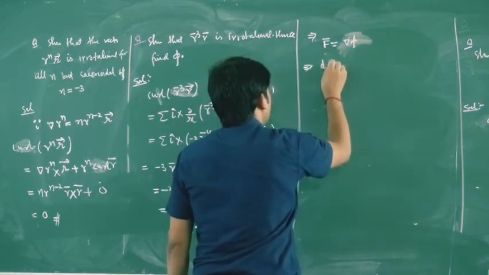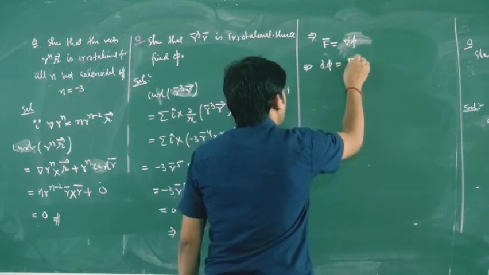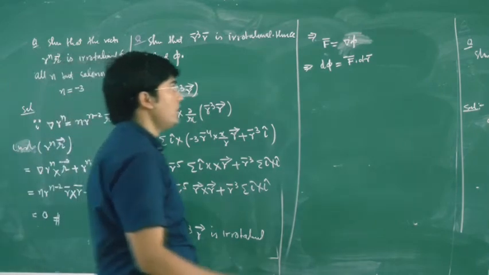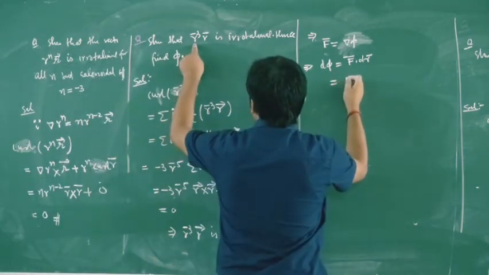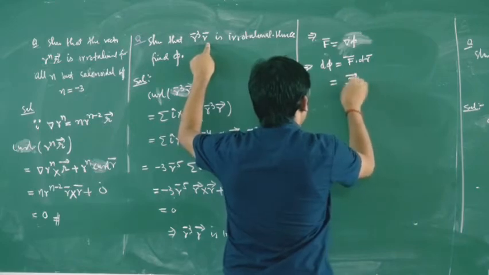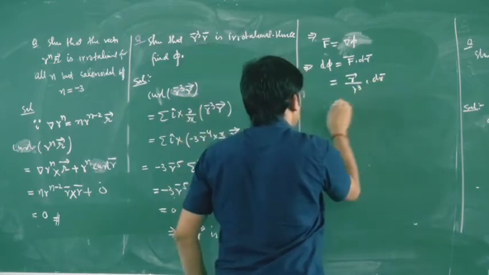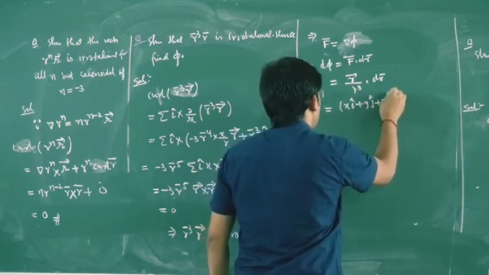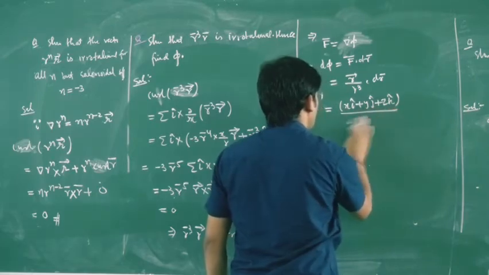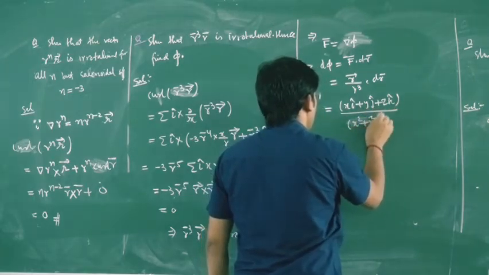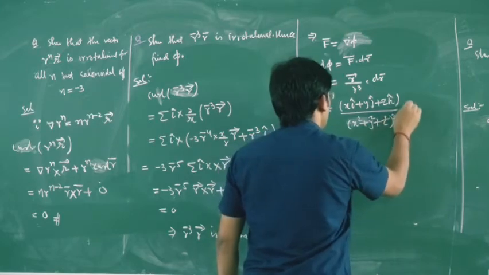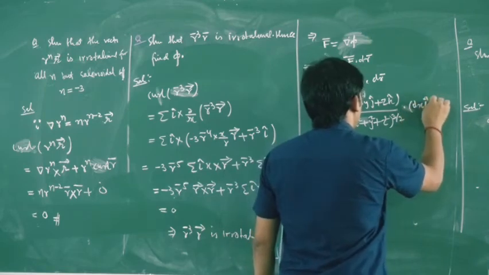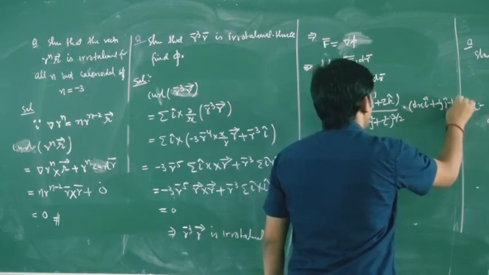From here we will have d phi equal to f dot dr, as in my previous question. So d phi is f dot dr, and your f is r power minus 3 into vector r. So this is vector r upon r cubed dot dr, which equals xi plus yj plus zk upon r cubed. R cubed means x square plus y square plus z square power 3 by 2, dot dr. Your dr will be dx i plus dy j plus dz k.